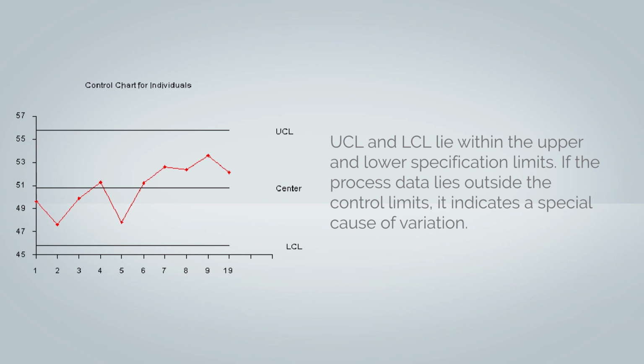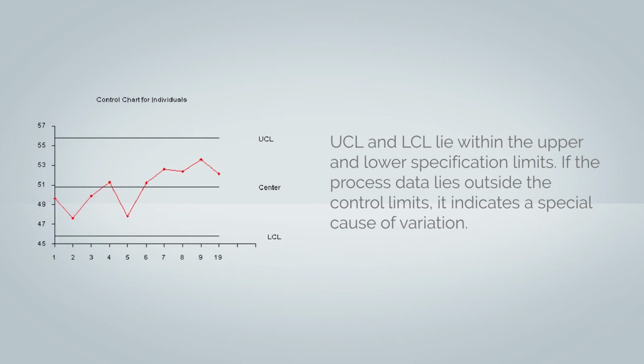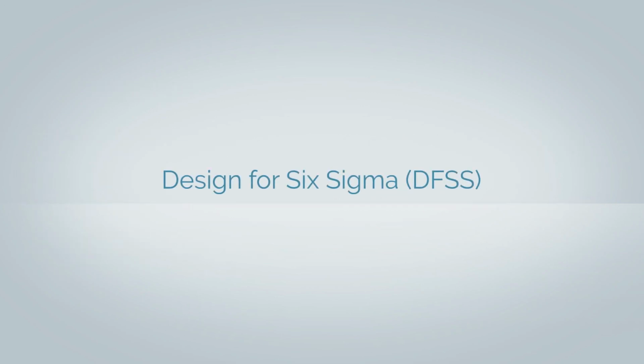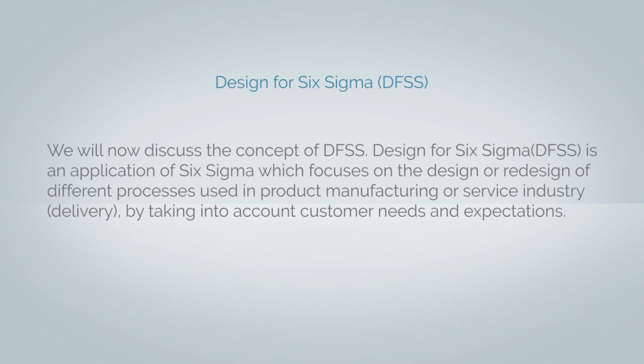Having discussed the concept of the types of data in the 7 basic quality tools, we have now come to the last topic of discussion, which is design for Six Sigma or DFSS. We will now discuss the concept of DFSS. Design for Six Sigma or DFSS is an application of Six Sigma, which focuses on the design or redesign of different processes, used in product manufacturing or service industry or delivery, by taking into account customer needs and expectations.